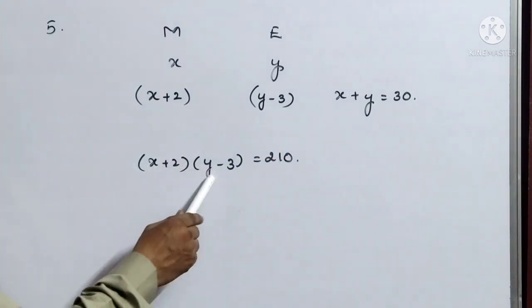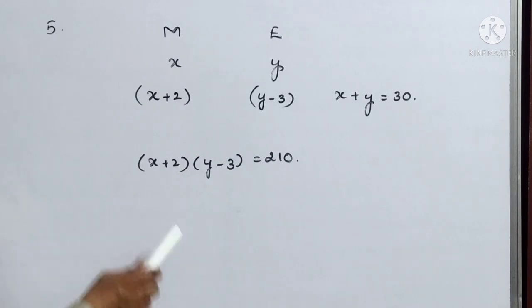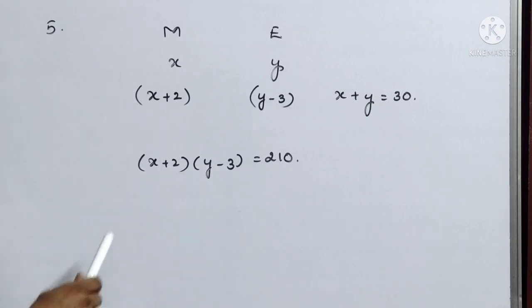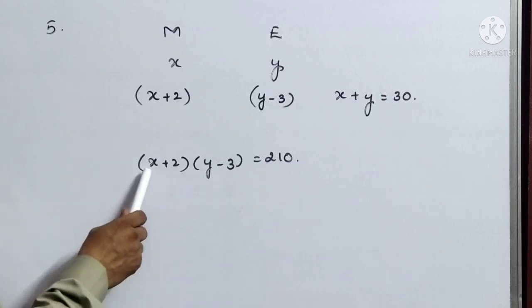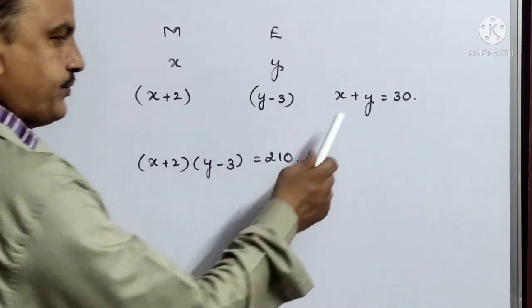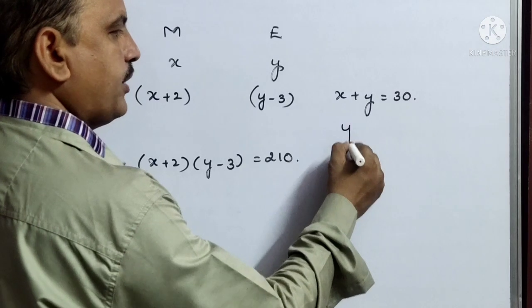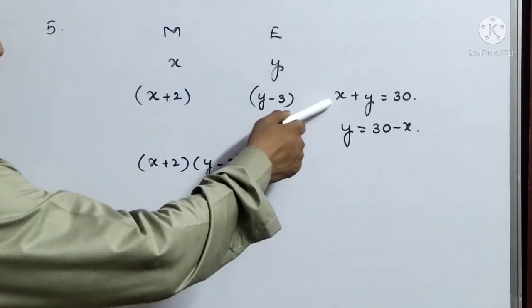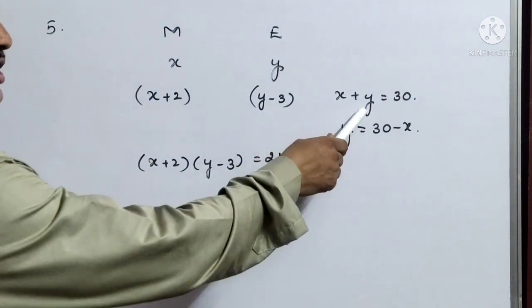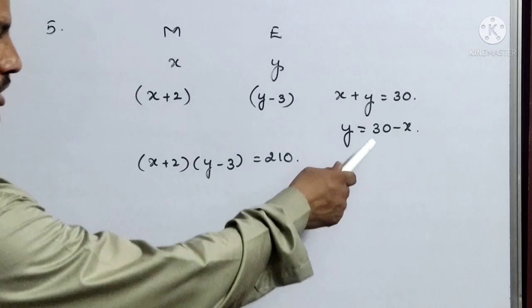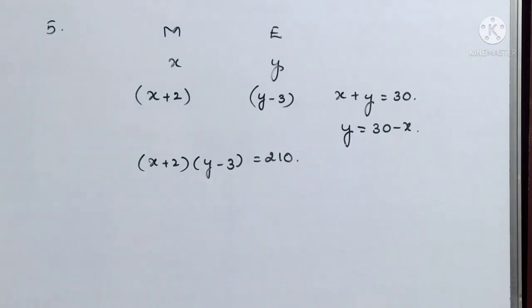Now their product, that means x plus 2 into y minus 3 equals 210. But if you clearly observe, we should not have both different variables, because both are unknowns, we cannot find. At least we should know both should be in x or both should be in y. So for that you can use this. Here y can be written as 30 minus x, because according to the given question x plus y equals 30, that means both maths and English together is 30. So you can get the y value, that is 30 minus x. Now you can substitute this y equals 30 minus x here.